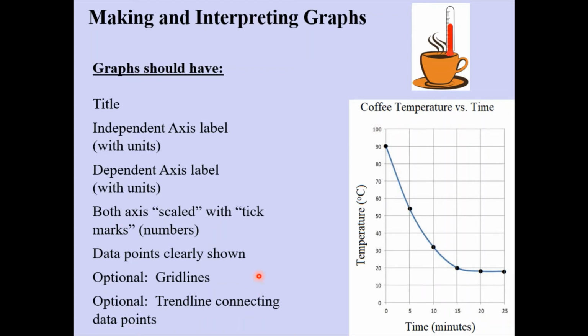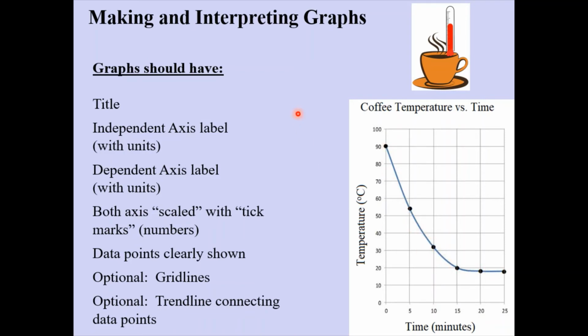And optional on this graph, which is nice, we can see grid lines, this sort of checkerboard here. If you're using graph paper, obviously those are going to be pre-made. And then the other thing that's an option here, but it's nice, is a trend line that connects the data points. So in this case, there's a nice smooth curve that connects and shows, this sort of interpolates what the temperature would be in between our data points. We're sort of guessing that this would be a smooth curve like this.